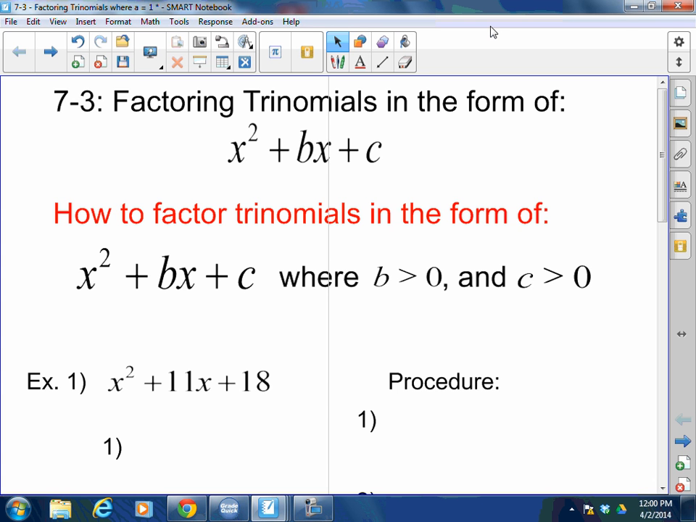Now, today we're going to learn how to factor trinomials in the form of x squared plus bx plus c. Okay? There is a letter in front of the x squared. It's an a. But today we're going to learn about this type of function when a is 1, so it's invisible. The b is the number being multiplied to the x, and the c is the constant, the number that's all by itself. Okay?